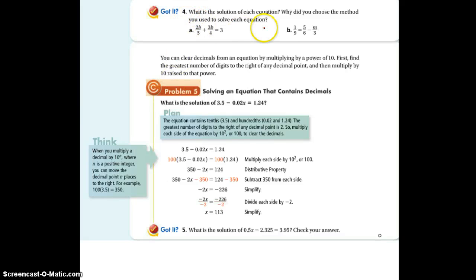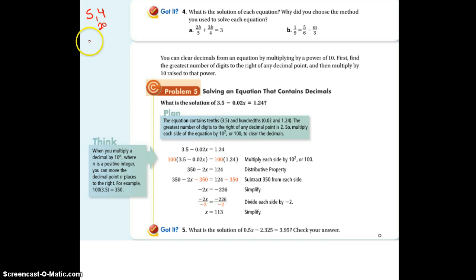All right, so now if we go through and solve these, if we're going to clear out the fractions, we need to multiply everything by the common denominator. The denominators are 5 and 4, so the common denominator, in other words the least common multiple of 5 and 4, is the number 20. So I'm going to multiply 20 times this first fraction.